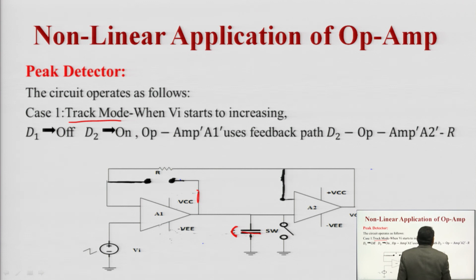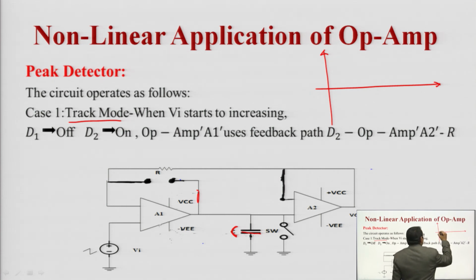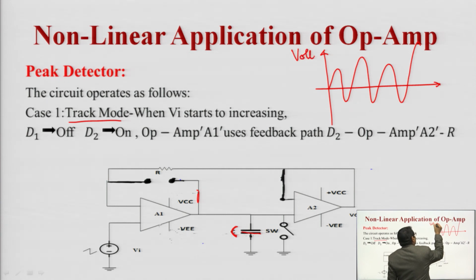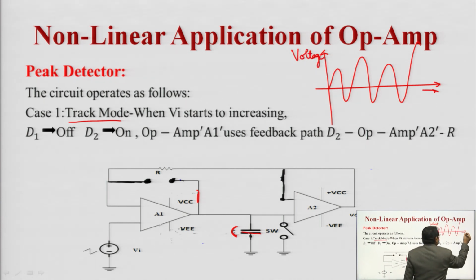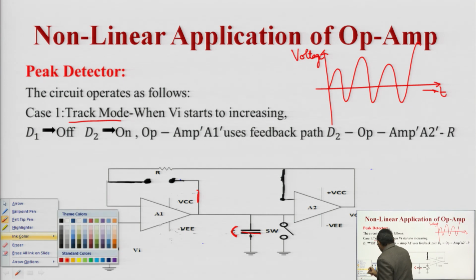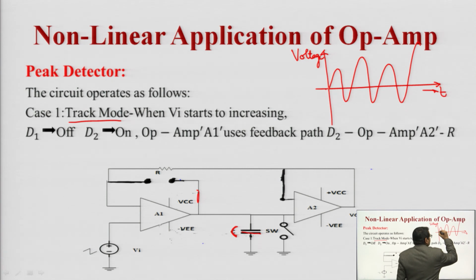For track mode, if we consider the input signal voltage against time, we consider first the case when V in starts increasing. This is the section we consider first.